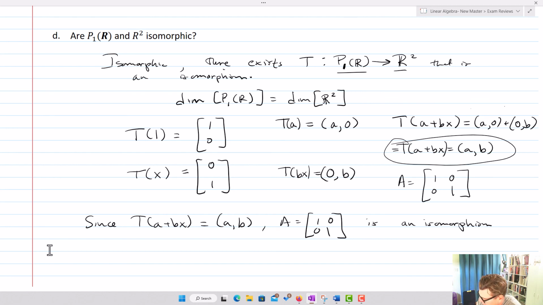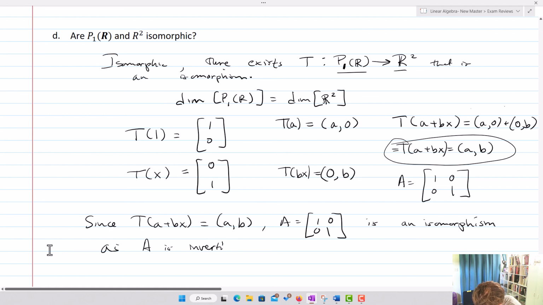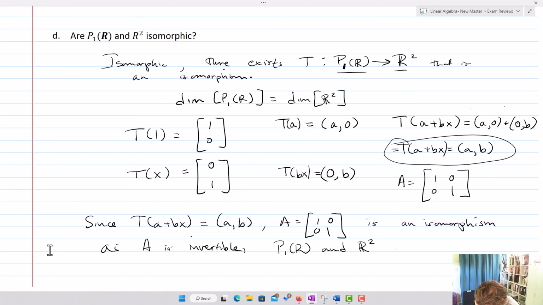And that's obvious. How about this? As A is invertible, P1R and R2 are isomorphic. So what are we saying here? We're saying two spaces are isomorphic if we can construct an isomorphism between the two of them, basically a bijection. Find an invertible matrix that actually takes me from one space to the other space. That's basically what we're doing.